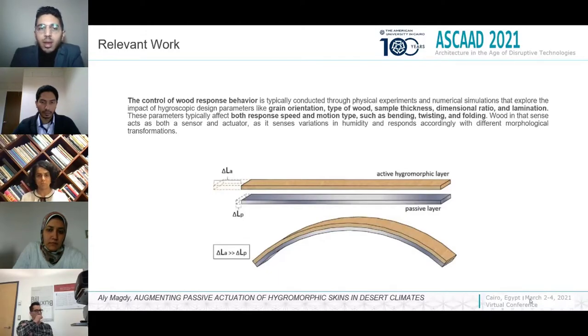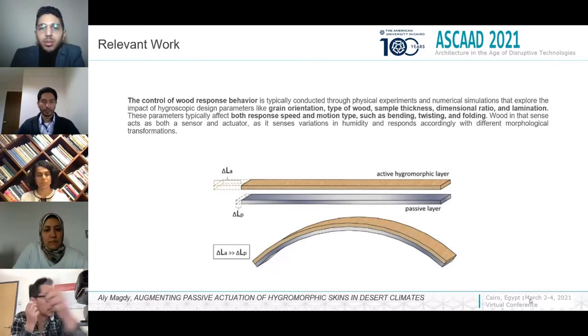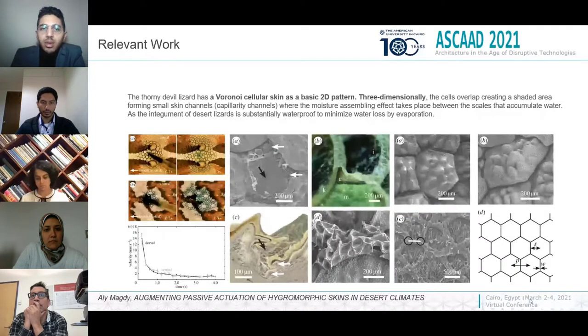These parameters also typically affect the response speed and the motion type, like bending, twisting, and folding. In this part, we will introduce the adaptive mechanisms developed by the thorny devil lizard skin, taking inspiration from the microstructure surface properties of these lizard skins, which absorb the maximum percentage of humidity from the surroundings and retain this humidity for a long time using capillarity, which directly affects the absorption process that enhances hygroscopic-based passive actuation systems. 2D and 3D Voronoi cells of this skin also create shaded areas forming the smallest channels, called capillarity channels, which simply let the moisture between these scales accumulate the water.